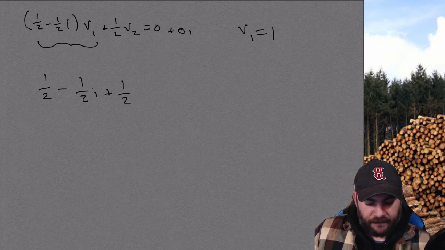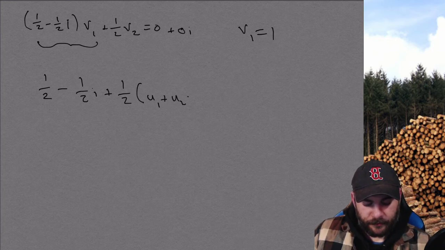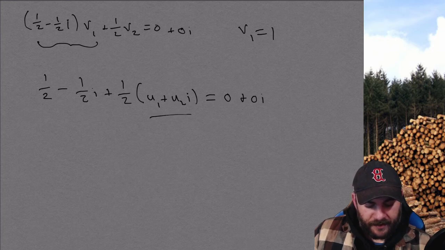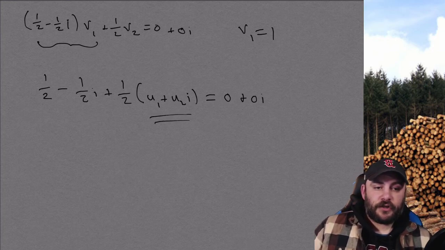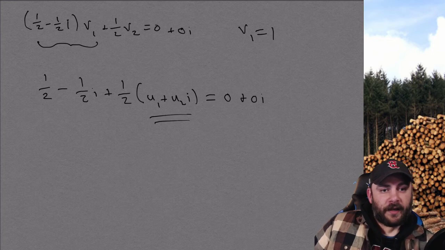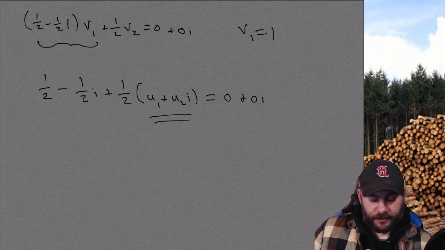And now instead of writing V2, let's go ahead and pick some letters here. Let's go U1 plus U2I equals 0 plus 0I, where this right here is V2 just written out with a real part, U1, and a complex part, U2, in all of its glory.